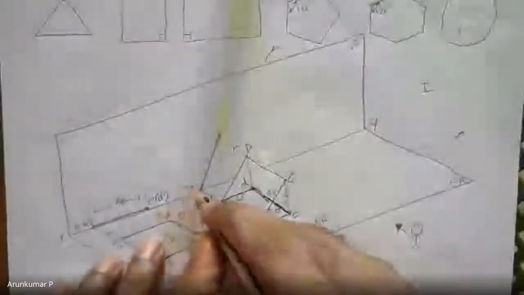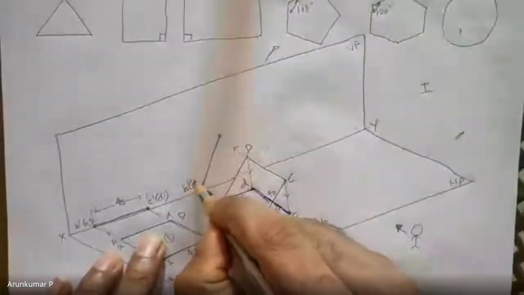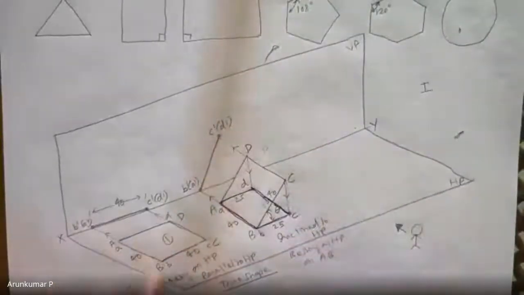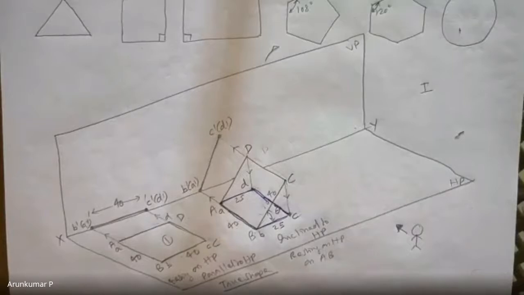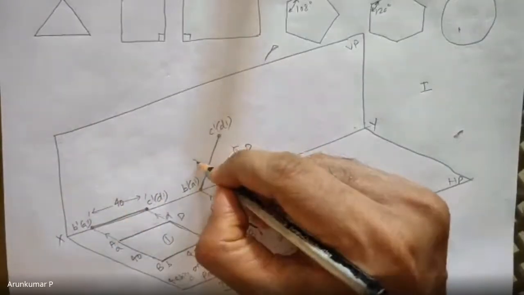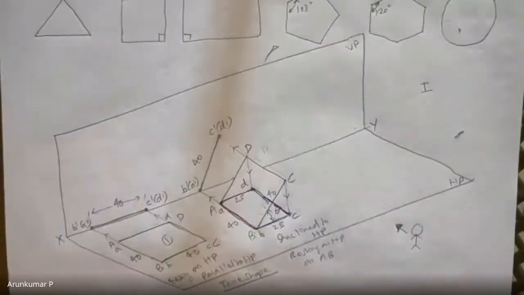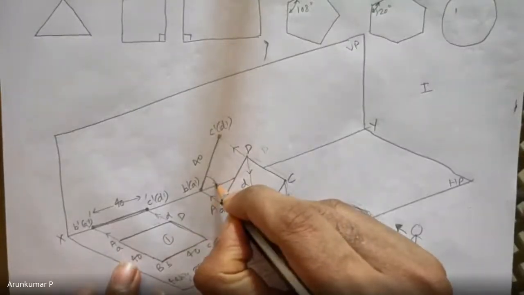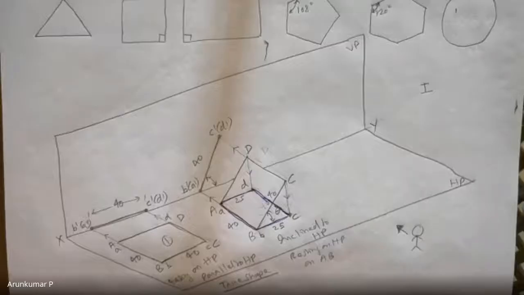How do I name them? Same naming, no change. B dash into bracket A dash and C dash into bracket D dash. Okay. What is the length of this front view? Same, the same 40 mm. The length of the line is 40 mm. What is this angle? Theta. What is this angle? Theta, to XY.